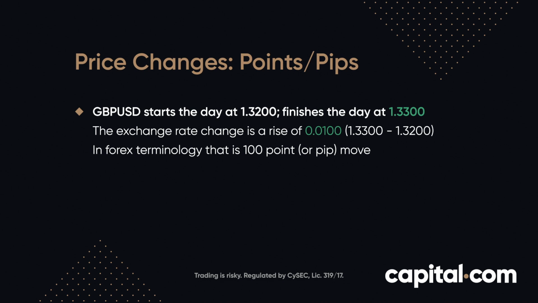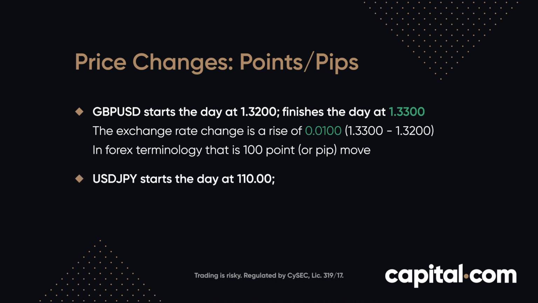Of course, it is a 0.0100 move. But when we're talking about foreign exchange, we look at how many decimal places it's quoted to. Pound US dollar is quoted to 4 decimal places traditionally. So this move here is a 100-point move. Let's take a look at one more.